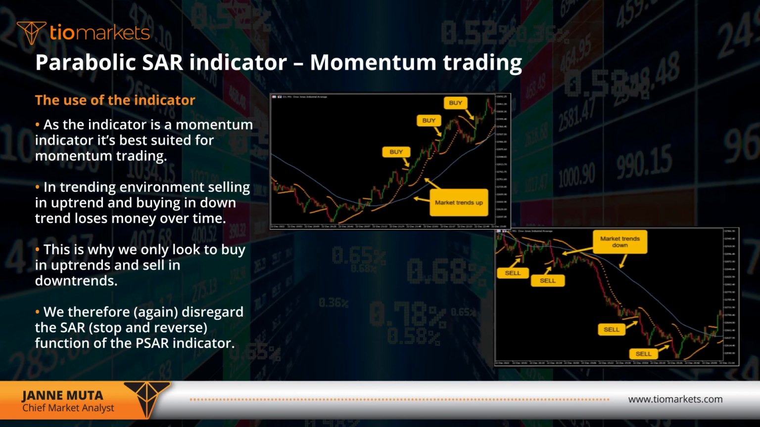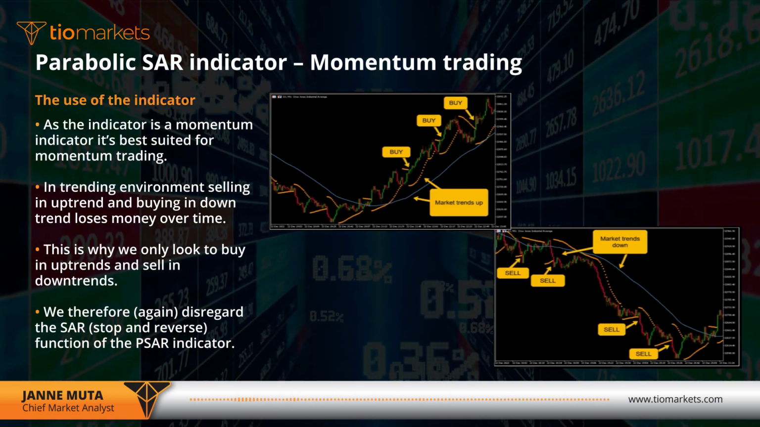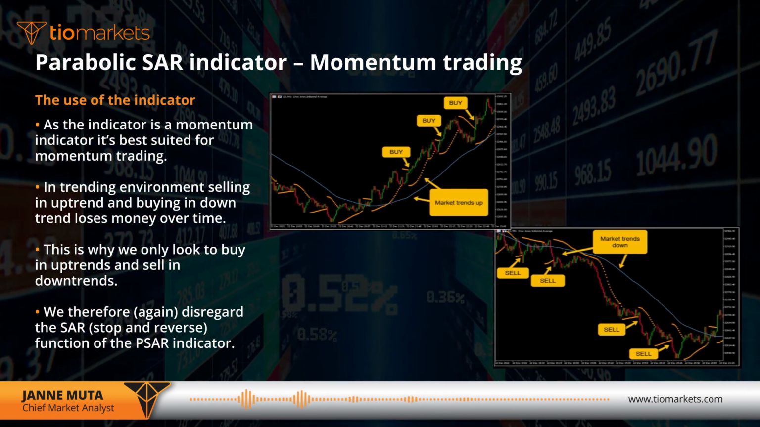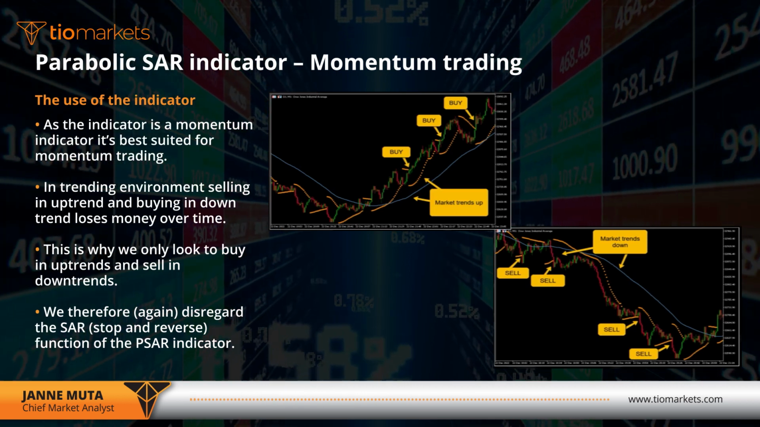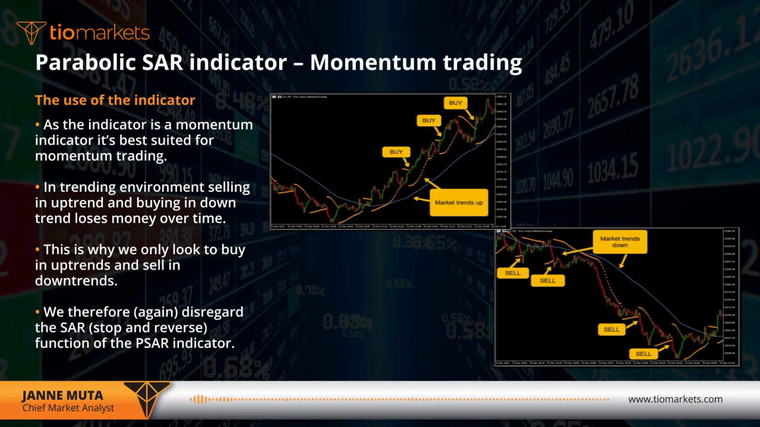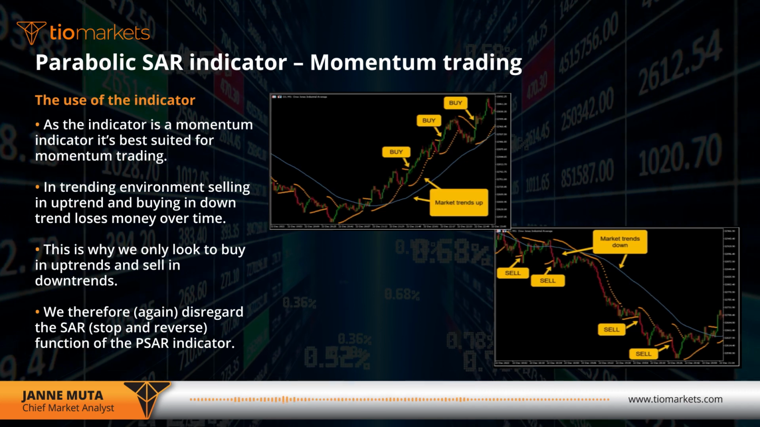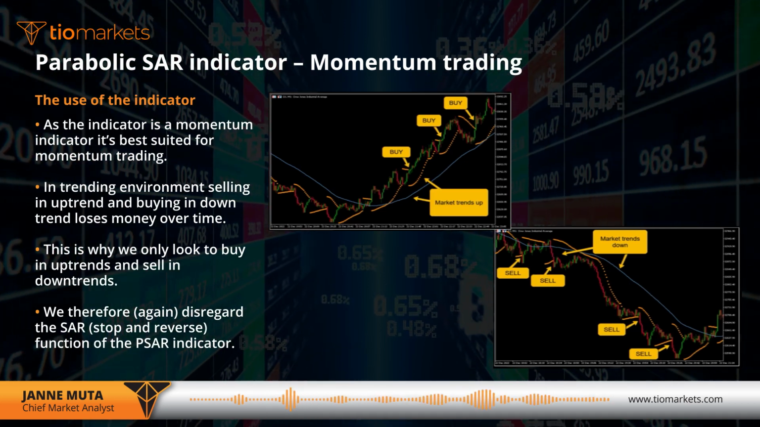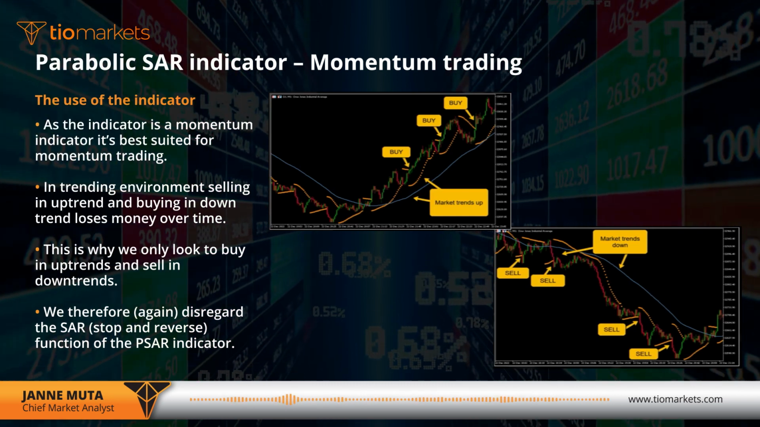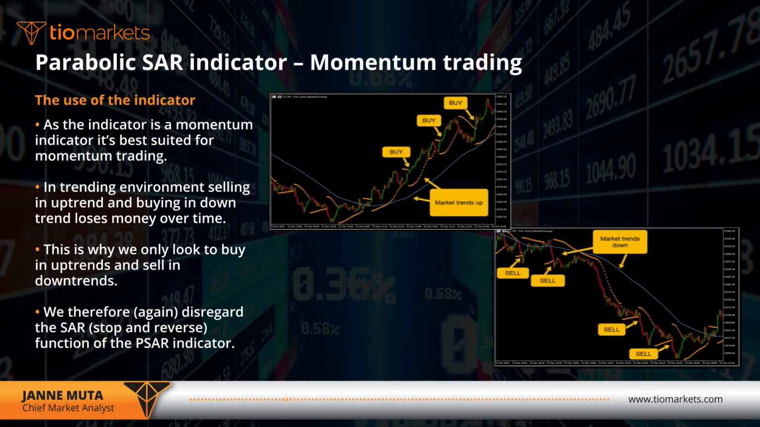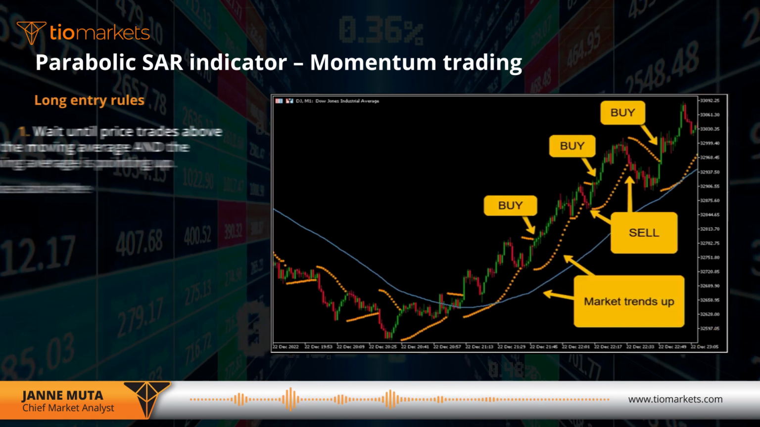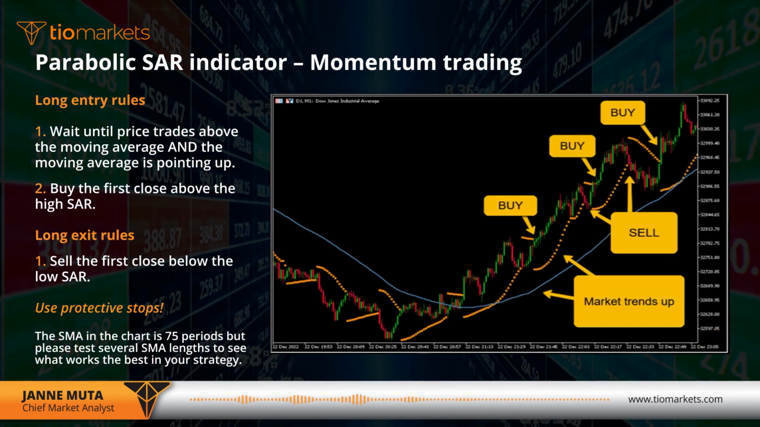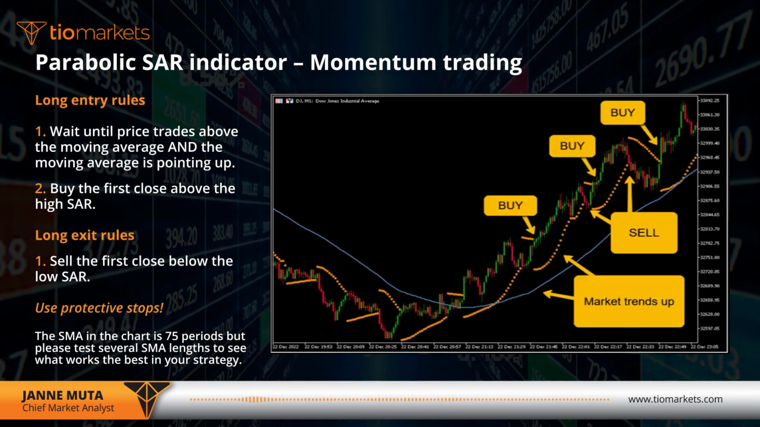Okay, so let's see how we're going to use this indicator. We're not going to use the stop and reverse function of this indicator because I don't think it's reliable enough. Instead, I'm using a moving average here to help us figure out what the trend is, and then we look at the PSAR for entries. So this is effectively a breakout strategy.